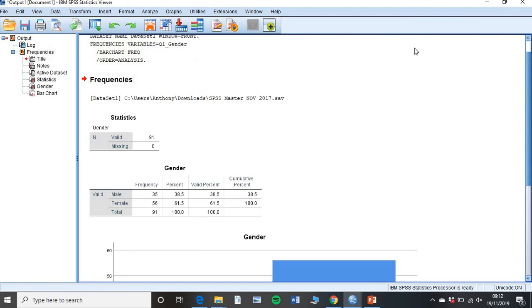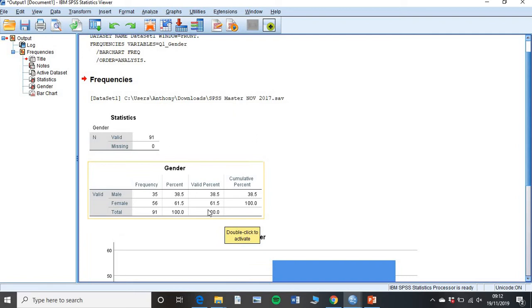Okay, so let me talk you through what this is basically saying. In this sample, there were 91 people. There is no missing data, which is good. I go across here, left to right. This is my gender question. I had male or female that they could have selected. So I had 35 males, and that equates to 38.5% of my population being male.